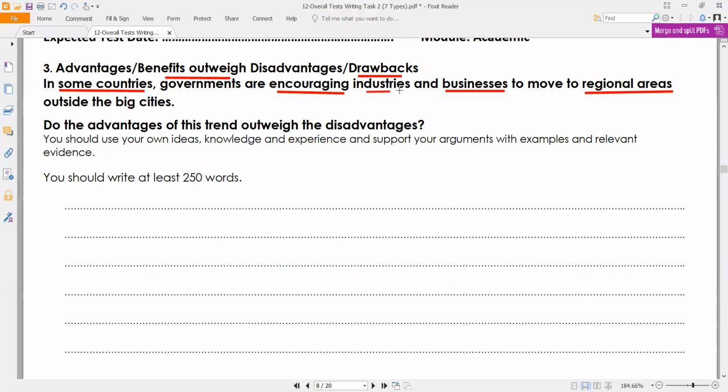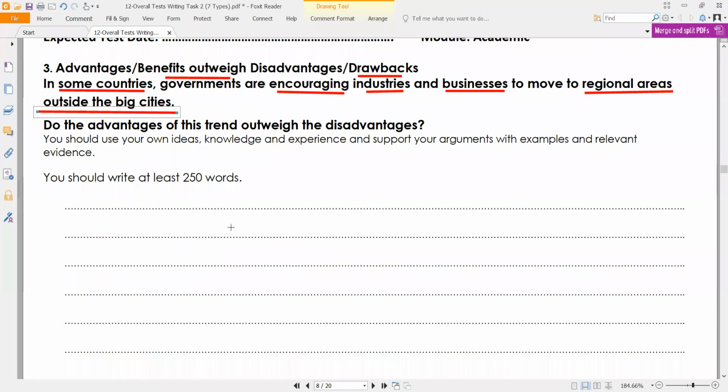Industries are manufacturing units. And then what else do you have? The businesses. What are businesses? Businesses are service providing industries, like, for example, banks, schools, shopping centers. These are all businesses. Industries are manufacturing units, like factories which produce goods, to regional areas outside the big cities. This is a big thing, outside the big cities, not in the big cities.